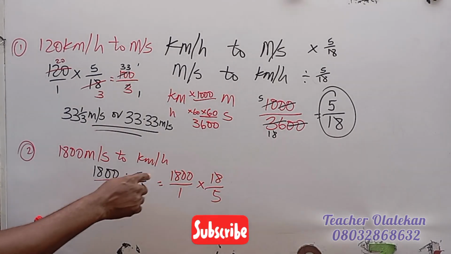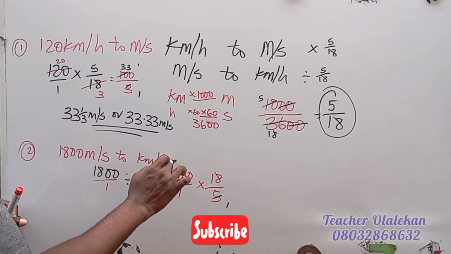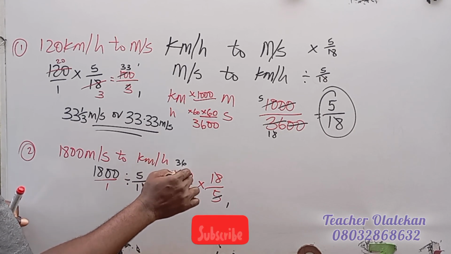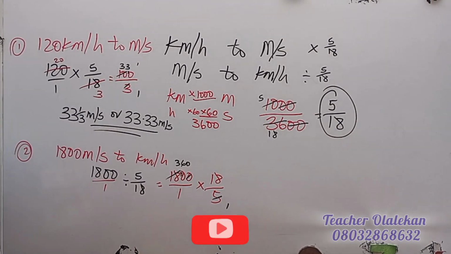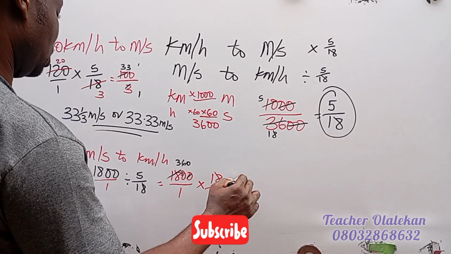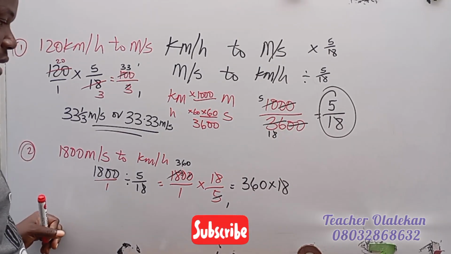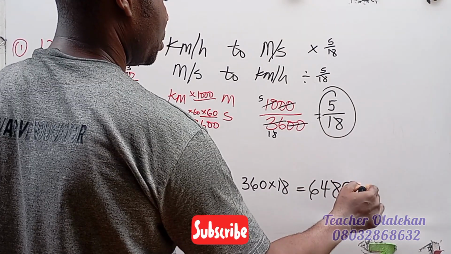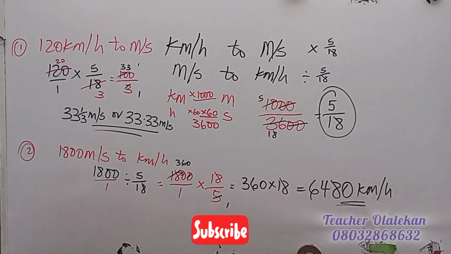Okay, and we check 5 should go here. So that is 5 here 1, 5 in 18 is 3, remainder 3, in 30 is 6, and in this is 0. So that gives us 360. So 360 multiplied by 18 will give us 6,480 kilometer per hour. So that becomes 6,480 kilometer per hour.